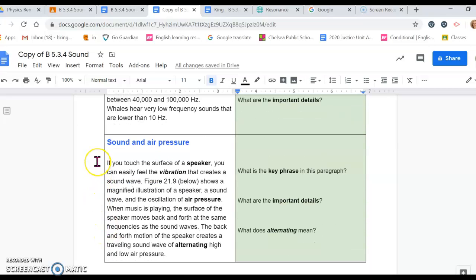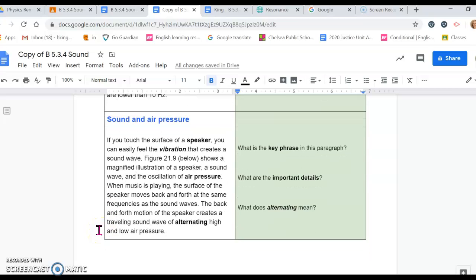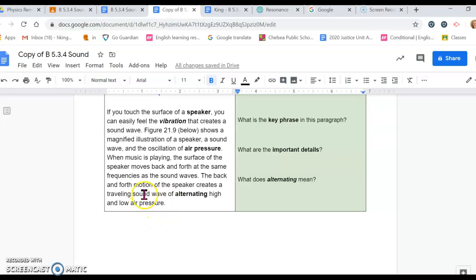Sound and air pressure. If you touch the surface of the speaker, you can easily feel the vibration that creates a sound wave. Figure 21.9 below shows a magnified illustration of a speaker, a sound wave, and the oscillation of air pressure. When your music is playing, the surface of the speaker moves back and forth at the same frequencies as the sound waves. The back and forth motion of the speaker creates a traveling sound wave of alternating high and low air pressure. Oh, that reminds me of the picture that we saw above. That makes a lot of sense in words to me now.